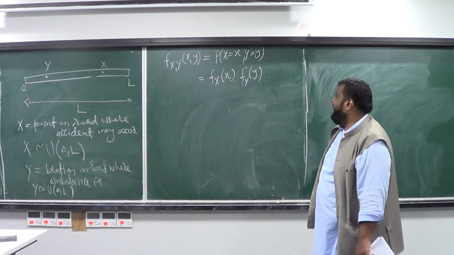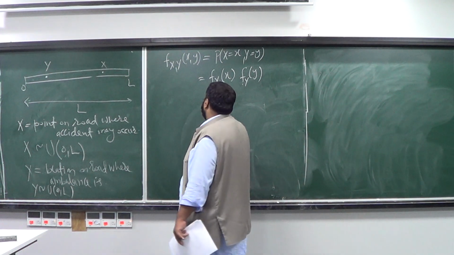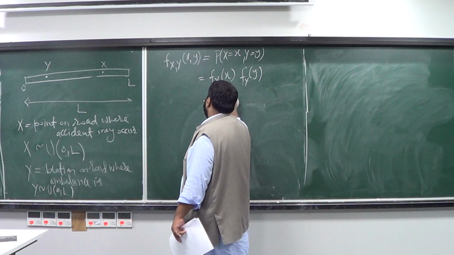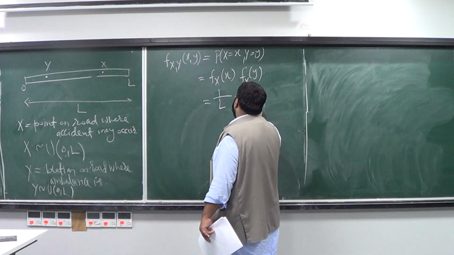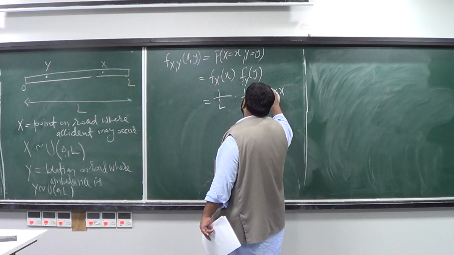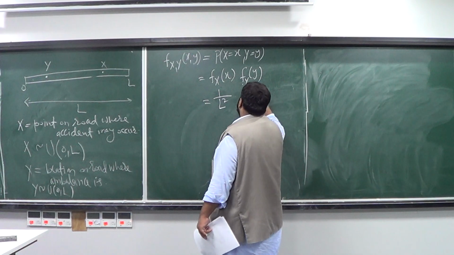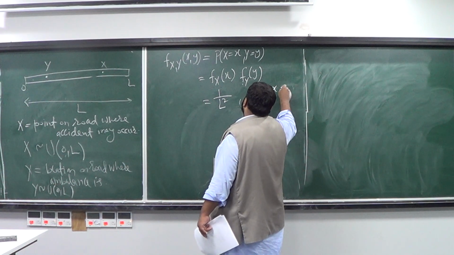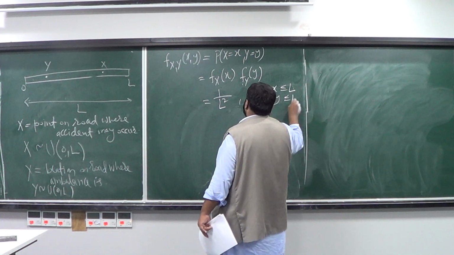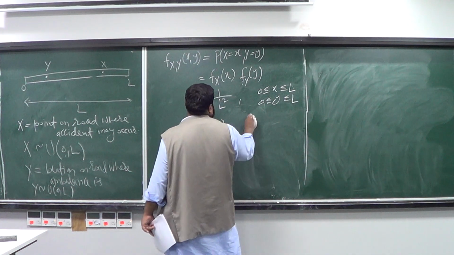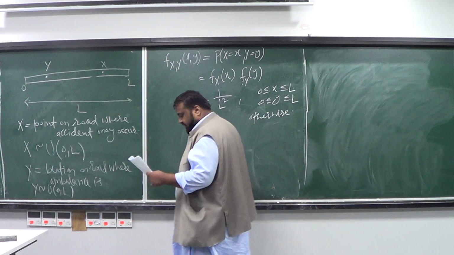So what would be the joint PDF of it? The PDF of X, since it is uniformly distributed, is 1 over the length of the interval, which is L, times 1 over L. So I can directly write 1 over L square, where x is anywhere between 0 and L and y is also anywhere between 0 and L, and equal to 0 otherwise. So this is the joint PDF.